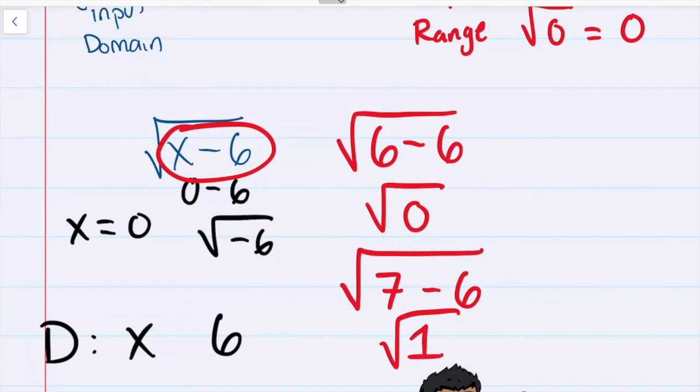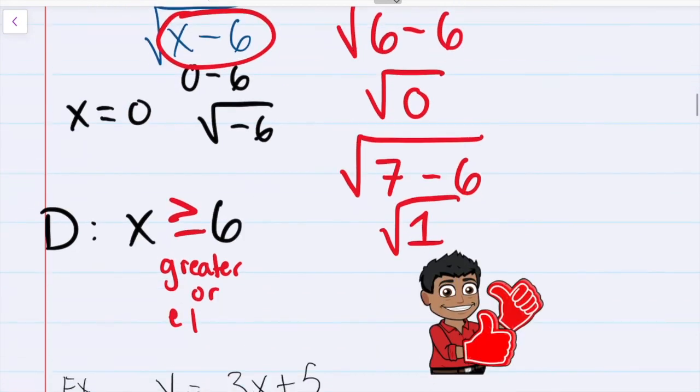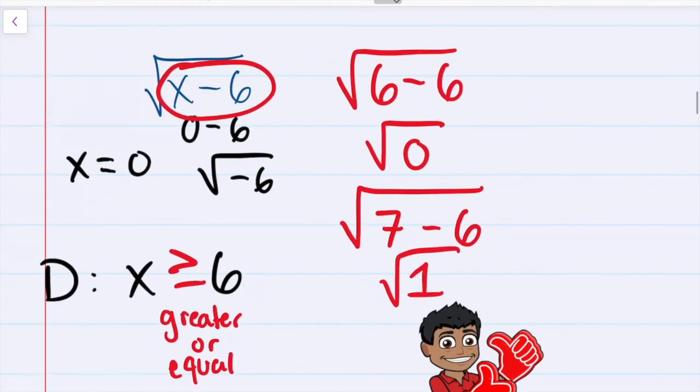So are we going to write an equal sign? Not really. We're going to write what you guys remember as an inequality symbol. Let me write that in red. This symbol means that the x has to be greater or equal to that number 6. And that's how you find domain in these functions. Remember, the inside of a square root has to be 0 or positive.